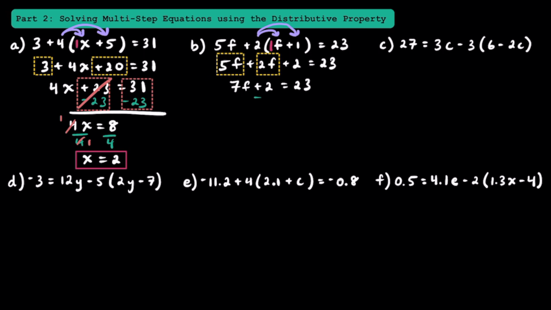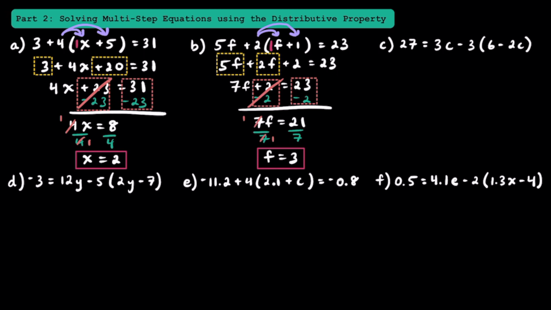Combining these like terms of 5f and 2f to get 7f, we can write 7f plus 2 is equal to 23. Next, we're going to subtract 2 from both sides. These are opposite, so they cancel each other out. And on the right side, 23 minus 2 is 21, so we can write 7f is equal to 21. Finally, we're going to divide both sides by 7, so that these 7's cancel out to make 1. On the right side, 21 divided by 7 is equal to 3, so we can say that f is equal to 3. There's our solution.